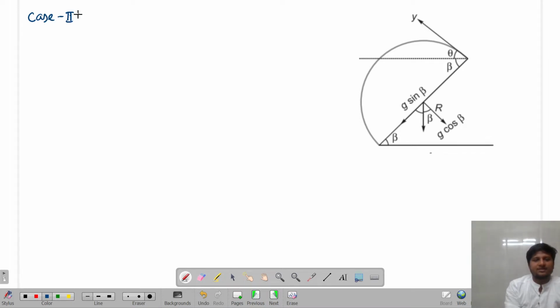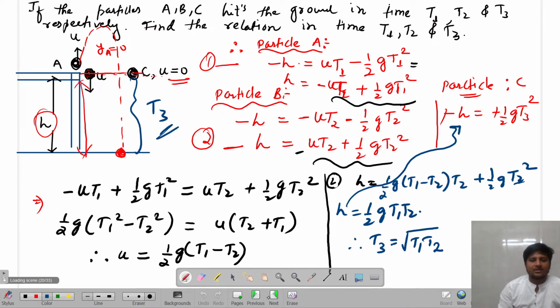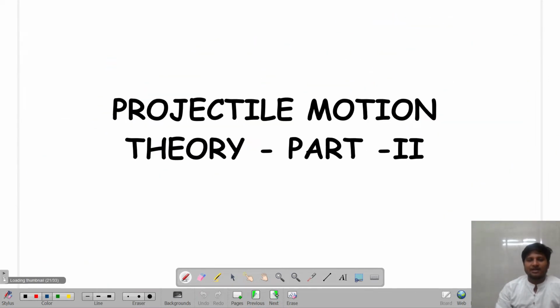As I already discussed in the first projectile motion theory, whenever we throw a particle up on the inclined plane, for that case we did it in the previous video: projectile motion along the inclined plane, when we were throwing the particle from the ground and the particle was going up on the inclined plane. This time it is a little bit different case.